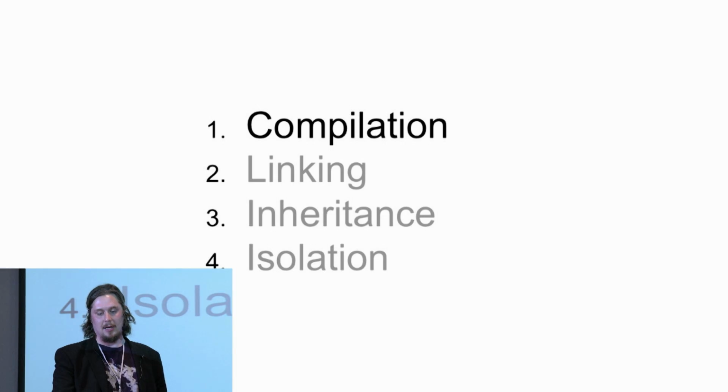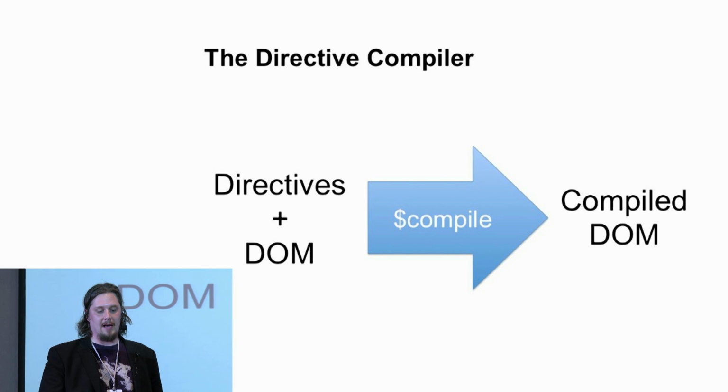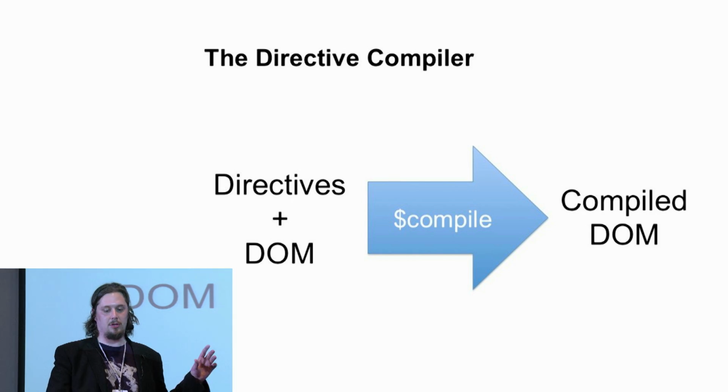So we, of course, should define this term first, because compilation can mean so many different things. What we mean by compilation in Angular is this process or function that has certain inputs and outputs. The inputs for this process are a collection of directives that you have registered to your application and a piece of DOM that you want to apply those directives to. And the compiler essentially combines those two together to produce this compiled DOM. It applies those directives to the DOM.